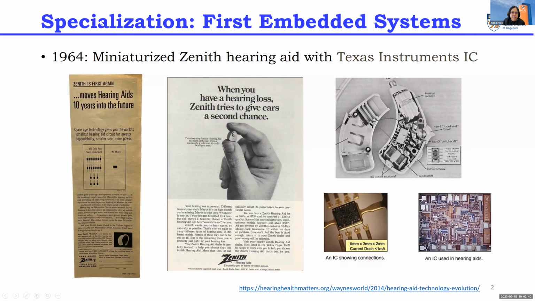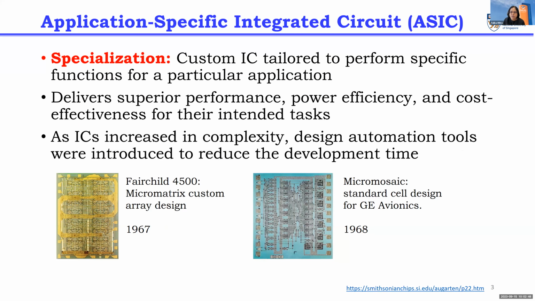But the point is that these systems were very specialized designs, designed for one particular application. Since they are designed for one particular application, they can offer very good performance and very good power efficiency, and they are very cost effective because they only execute that one application. As integrated circuits increased in complexity, design automation tools were introduced to reduce development time. We had a number of specialized circuits, which we call application-specific integrated circuits, or ASICs, dealing with this kind of custom IC design.